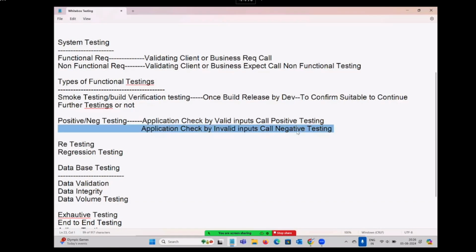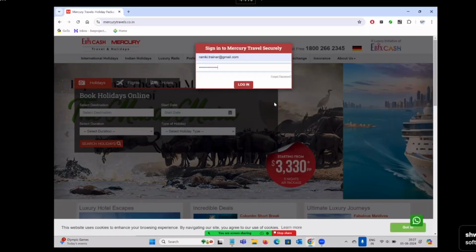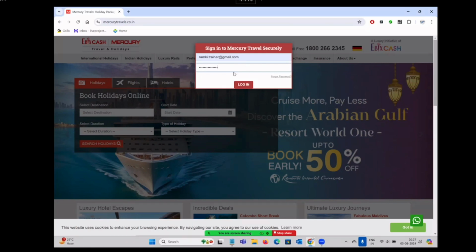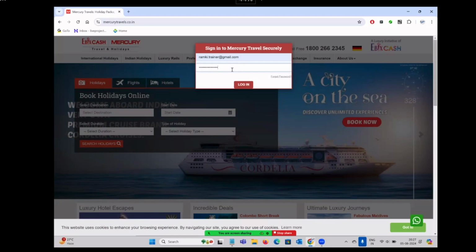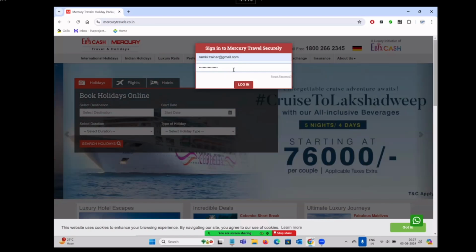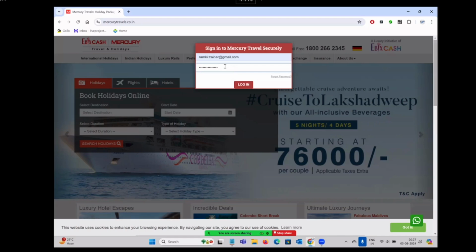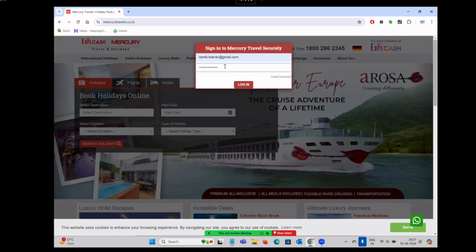We can find a number of defects in negative testing, because in positive what can we do? Only one valid email ID, one valid password, click on login. But negative: invalid email ID, invalid password. Next, valid, invalid. Next, invalid, valid. Next, both are blank space. Understand my point?